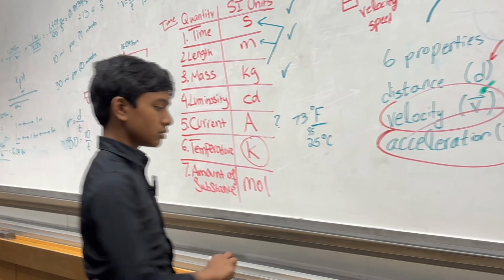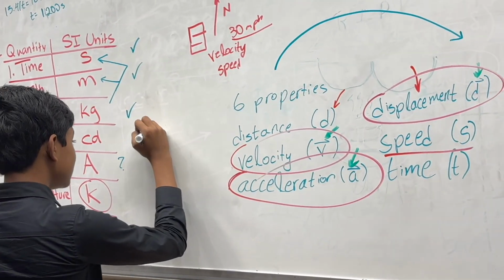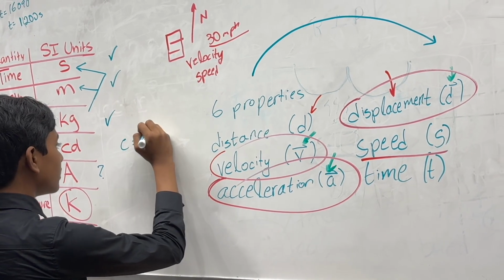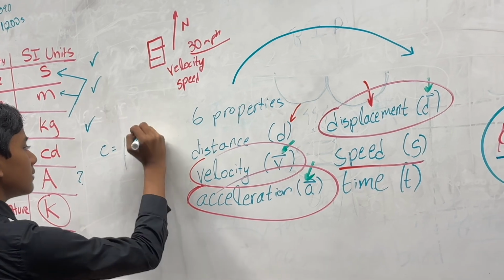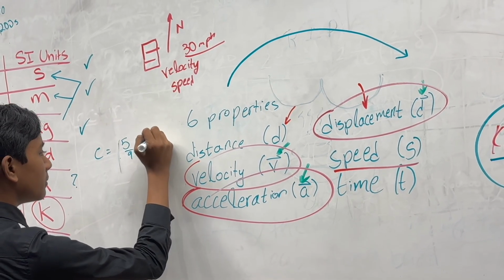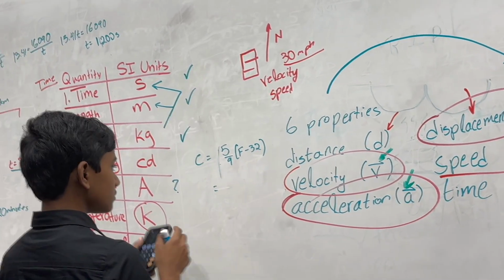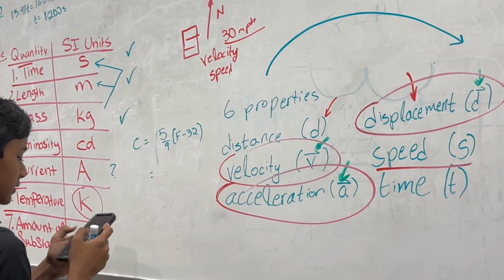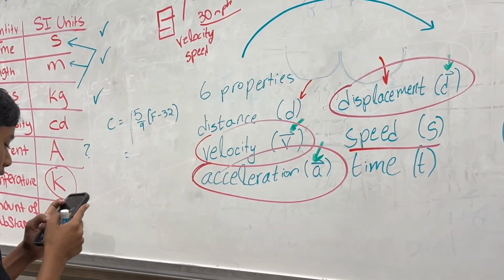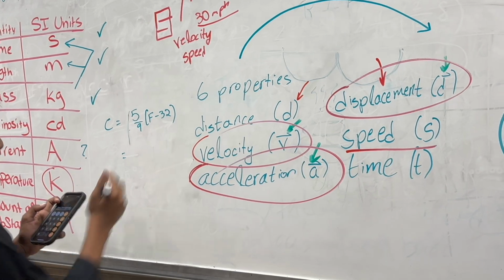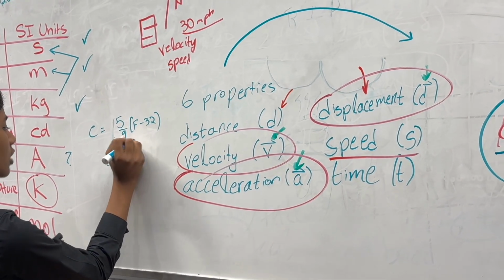All you need to do is write the equation. The Celsius is going to be equal to 5 over 9 times the Fahrenheit number minus 32. So for example, 73 Fahrenheit minus 32 gives us 41. Multiply by 5, divide by 9 gives us 23 degrees Celsius. So I was almost there.